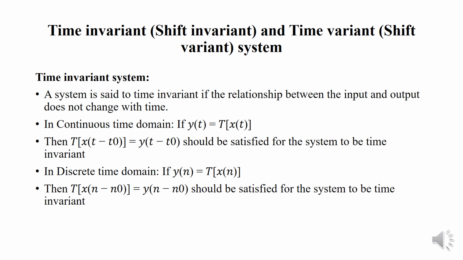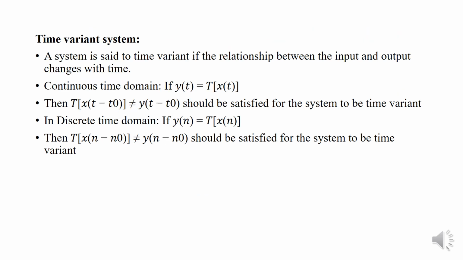In the case of discrete time signal, it must satisfy the condition y of n equal to T of x of n, that is T of x of n minus n naught equal to y of n minus n naught. It should be satisfied for the system to be time invariant. A system is said to be time variant if the relationship between the input and the output changes with time.